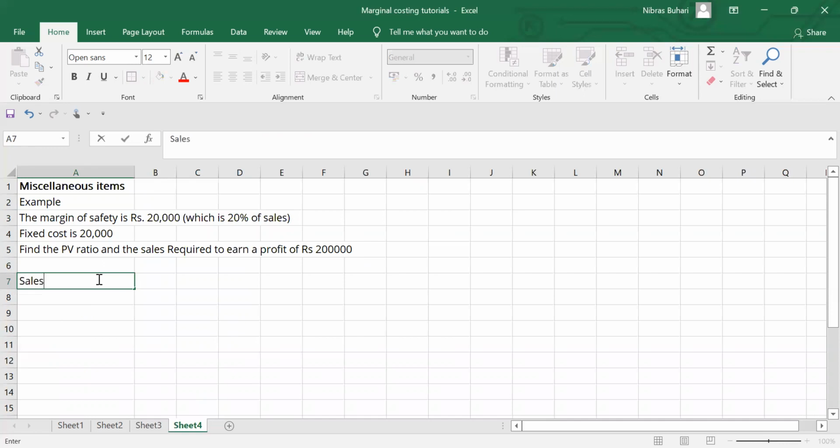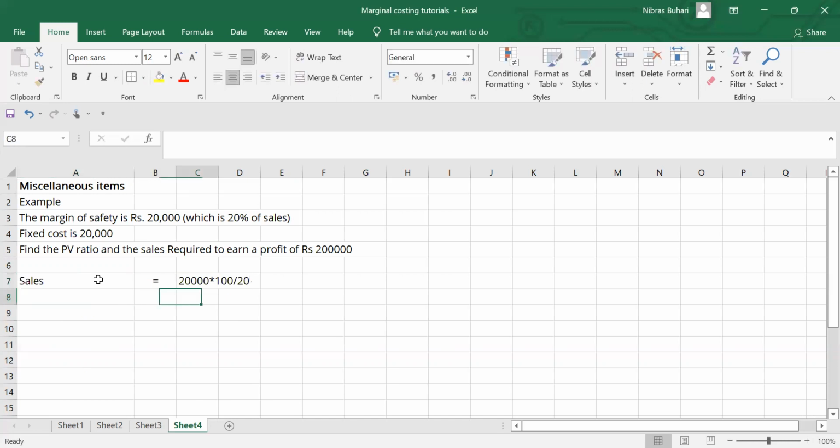Okay, so I'll find the sales here. Sales is very easy because margin of safety is 20,000, which is 20% of sales. So how much is sales? Sales is 20,000 multiplied by 100 by 20. It is because 20% of sales is margin of safety. How much is 100%? So that means your sales is equal to 1 lakh. Now you can check. Margin of safety rupees 20,000 is 20% of sales. Yes, on sales of 1 lakh, 20% is 20,000. So perfect.